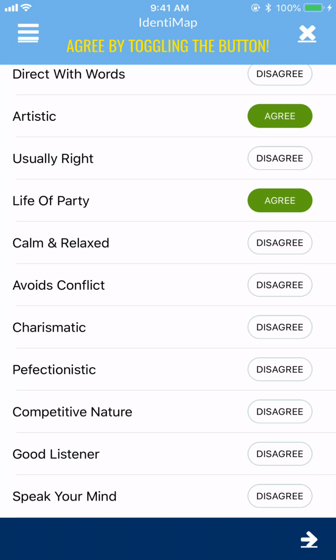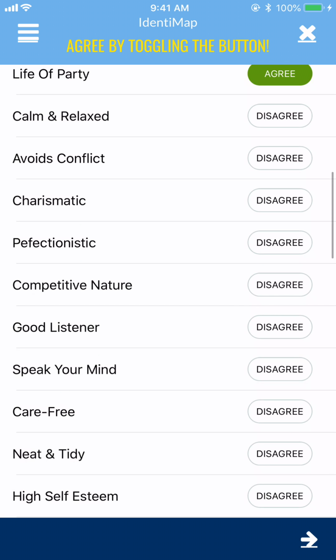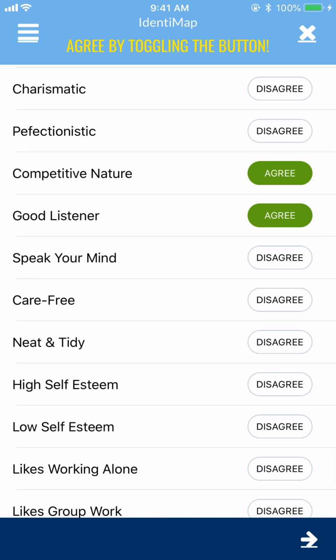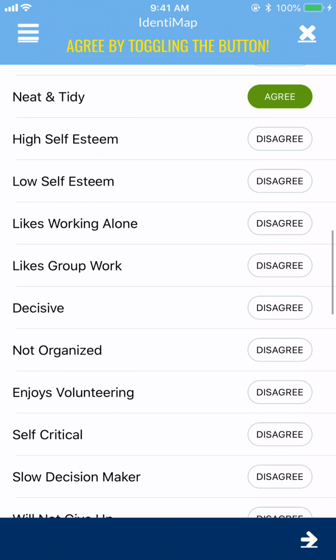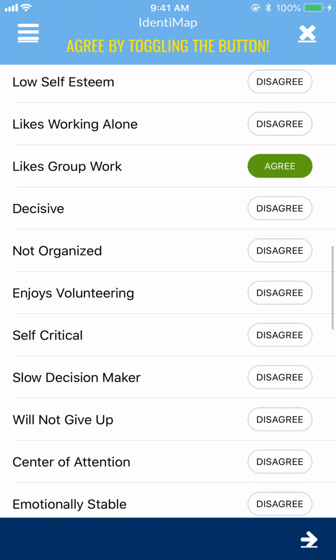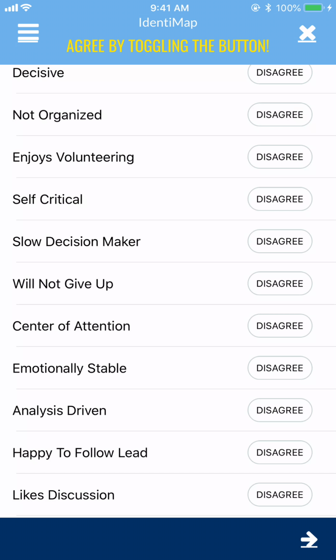I want them to be the life of the party. I want to be able to go in and really take charge of a group of people. Charismatic, I don't know about that. Yeah, I want them to be competitive. They need to be a good listener. Neat and tidy, absolutely. They like working in a group. I want them to like to work in a group. I'll select that. Not going to be too careful here because this is an example.